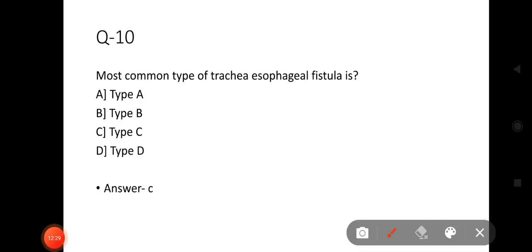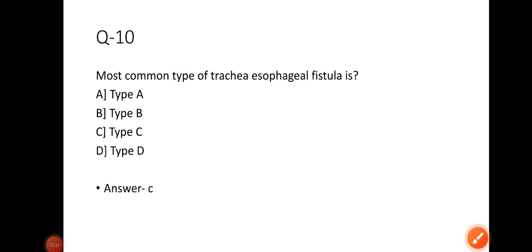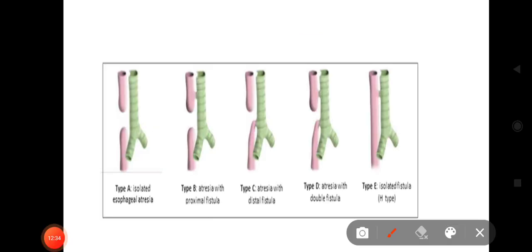Now the most common type of tracheoesophageal fistula is type C. So how many types? 5 types are there commonly. Type A is isolated esophageal atresia. So here only esophageal atresia is there, while no fistula is there. In type B, atresia with proximal fistula. So atresia is there and also proximal fistula is there. Type C is atresia with distal fistula. So atresia of esophagus plus this distal fistula is seen.